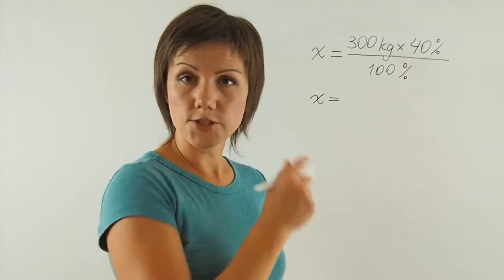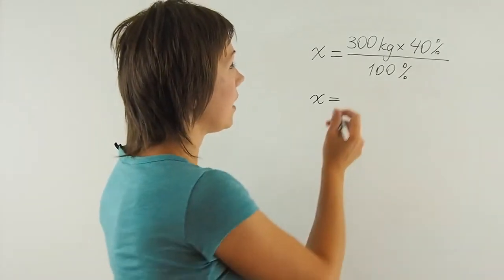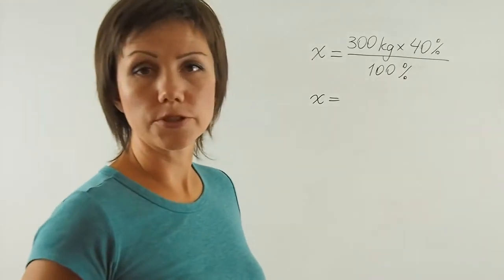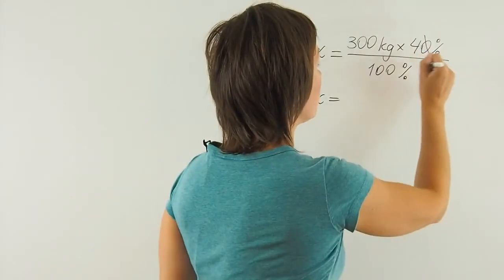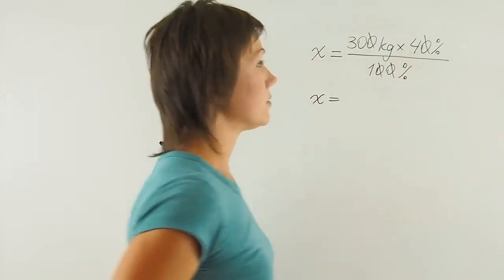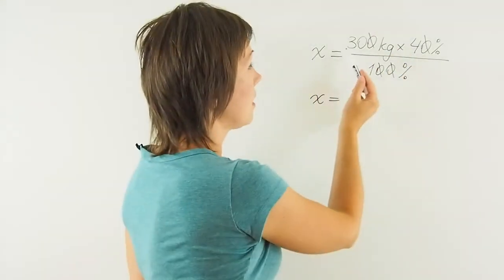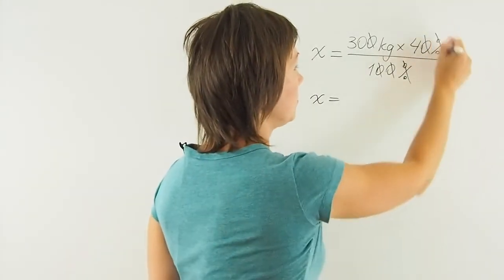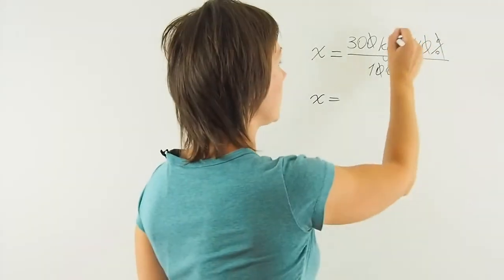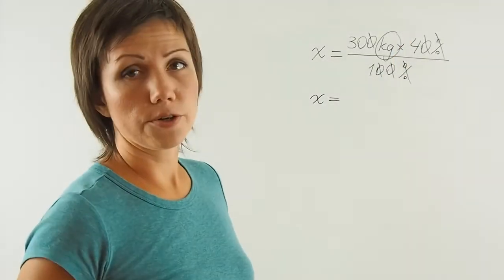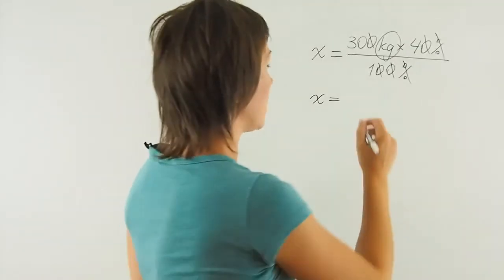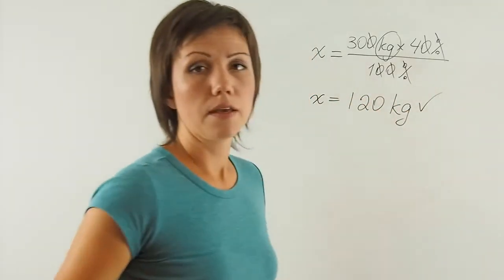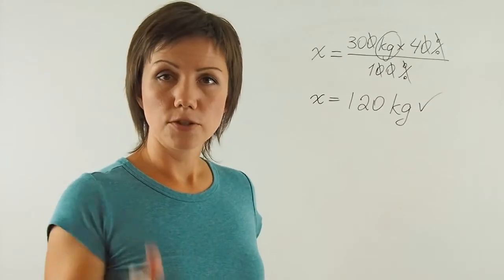Finished? Let's check the answer. So you have 300 kilograms multiplied by 40% and divided by 100%. Let's reduce the zeros, and you end up with 30 times 4 over 1. And then percent and percent are gone, and I only have kilograms left. So it's 30 times 4, and 30 times 4 is 120 kilograms. Did you get that? Good job.